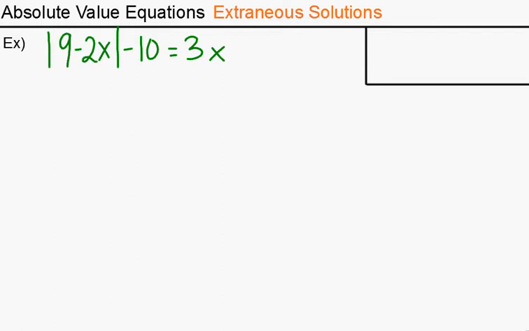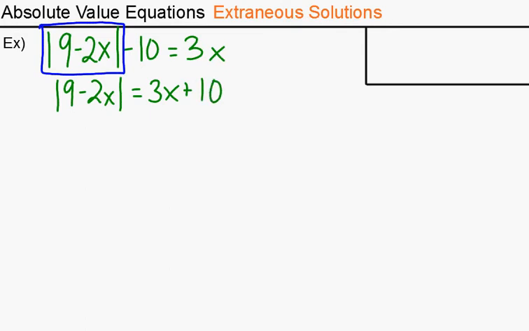Again, I'm presented with an absolute value equation that I need to solve. So my first step is still going to stay the same as every other time. I need to isolate the absolute value bars. So I do that by adding 10 over. So when I've isolated, I get the absolute value of 9 minus 2x equals 3x plus 10. No combining since they aren't like terms.